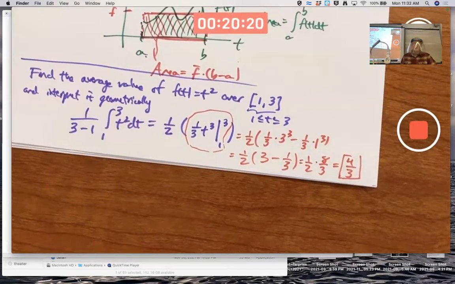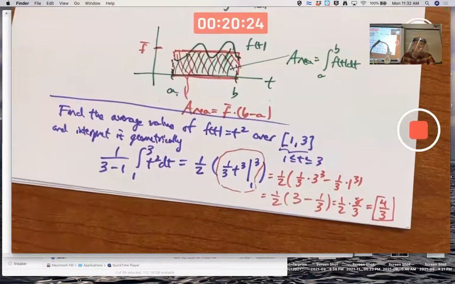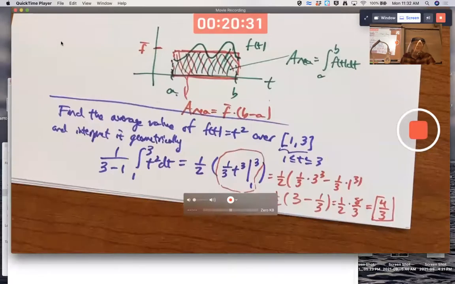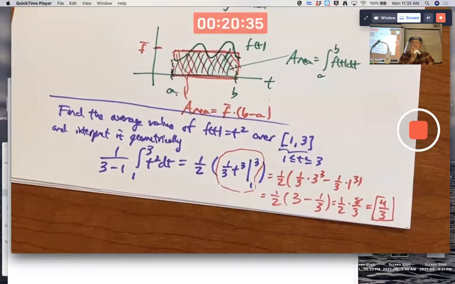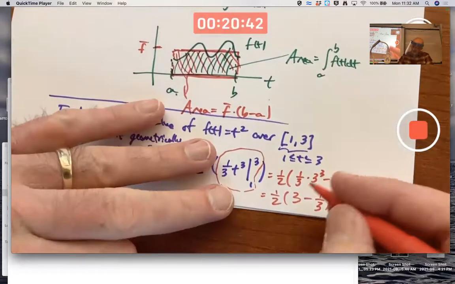I could try to draw a picture to interpret this geometrically. Let's get Mathematica to do it. Did I make a mistake? Oh, yeah, I computed 3 cubed wrong. I thought this average value seemed too small. Should be a 9.